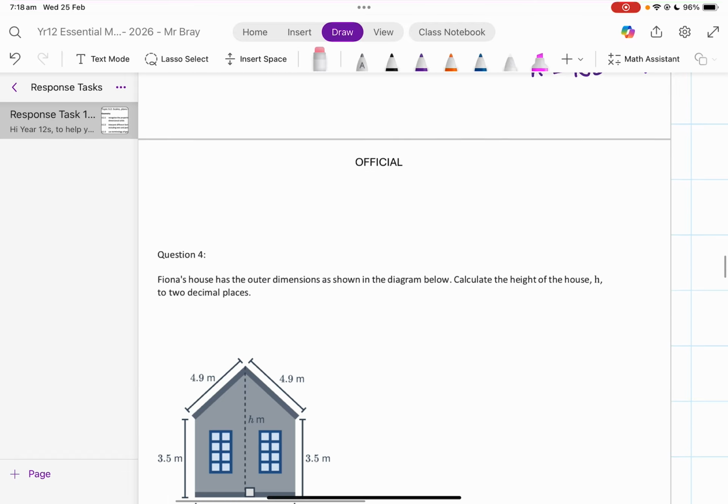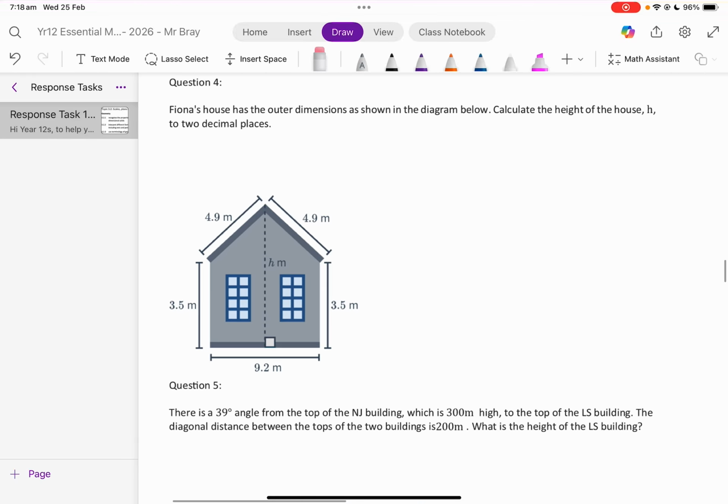Alright. Question 4. Fiona's house has the outer dimensions as shown in the diagram below. Calculate the height of the house h to 2 decimal places. So for this one, our goal is to find this height up the middle here, right? And we've already kind of got this first bit here, to there-ish, as 3.5 meters. So then it's just this remaining orange height here that I need to find, which you'll notice is embedded into a right angle triangle.